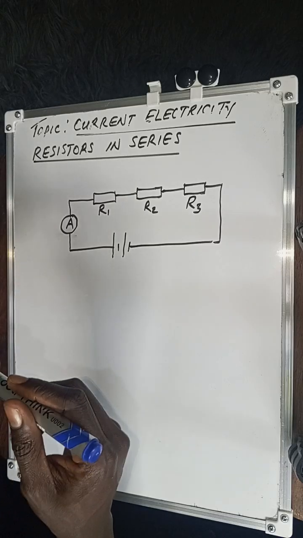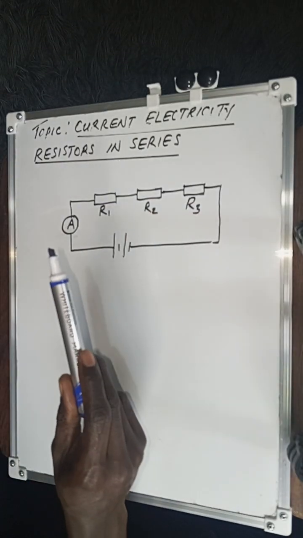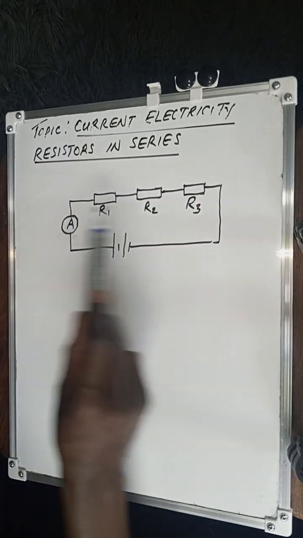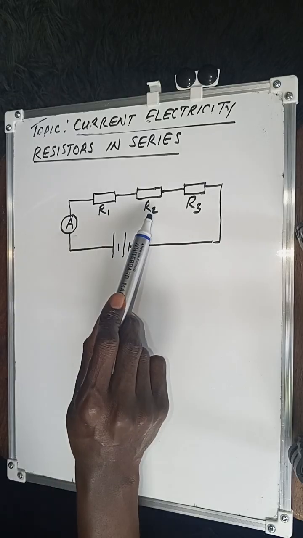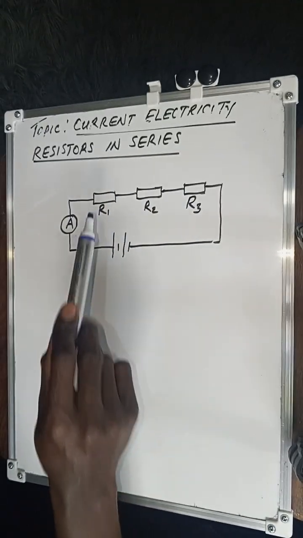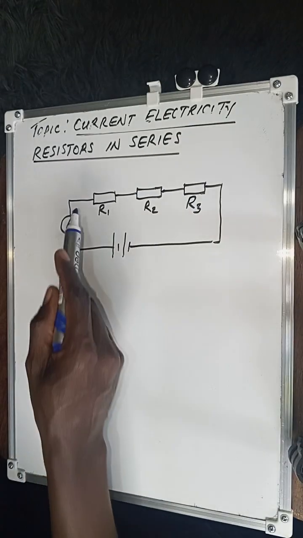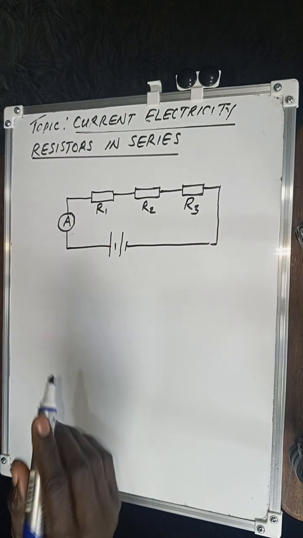But what exactly do we mean when we say they are arranged in series? Well, when resistors are arranged in series, it simply means that they are in the same line. There are no branches. For example, if you look at resistor 1, resistor 2, resistor 3, these have been arranged in what we are calling series because there are no branches, and therefore we say they are arranged in series.